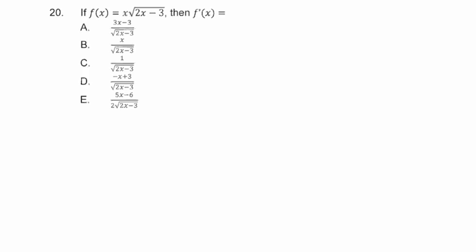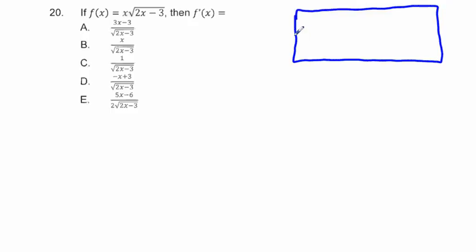Next, 20. If f of x equals x times the quantity square root of 2x minus 3, then f prime of x equals, okay guys, same thing we've worked out before in several of these problems. We're going to have x, and what is the derivative of x? 1. And then we're going to have the square root of quantity 2x minus 3.